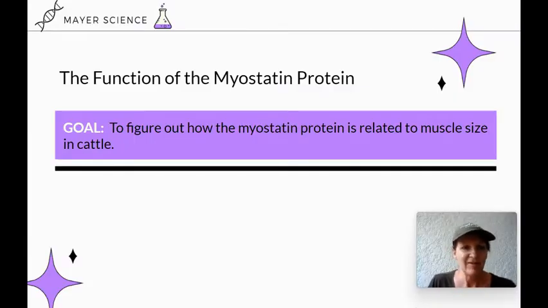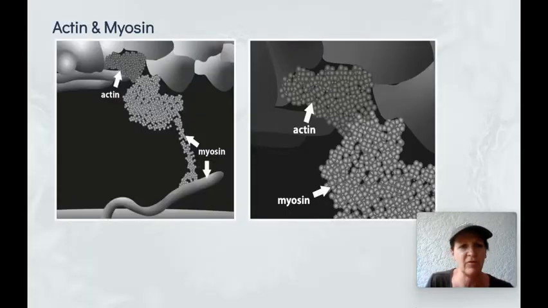The goal of today's video is to figure out how a particular protein that cattle have, called the myostatin protein, is related to the muscle size that we see in cattle, whether cattle are heavily muscled, have medium-sized muscles, or more typical muscles.